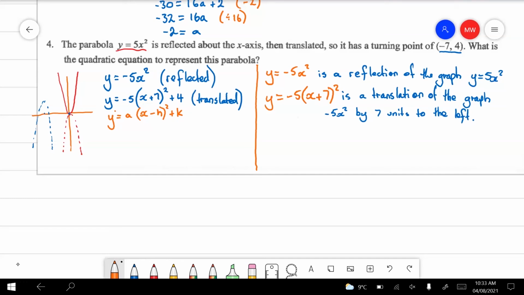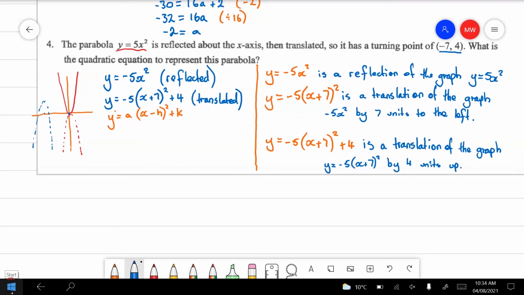And then we'd say y equals -5(x plus 7) squared plus 4 is a translation of the graph y equals -5(x plus 7) squared by 4 units up. So we can see that the h value is what shifts it left and right, and the k value is what shifts it up and down. Now, this description is not necessary in this question. This is just an extension. If you were asked to describe it, this is the correct language to use.